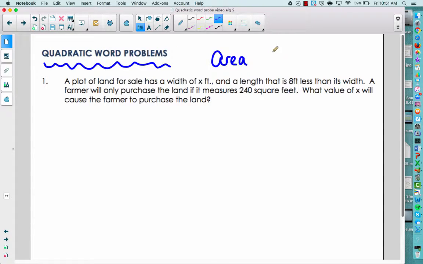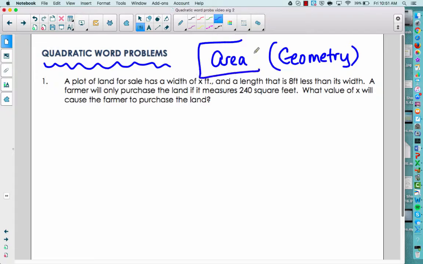So quadratic word problems a lot of times involve geometry and involve area problems. Okay, so area of rectangles, area of triangles. So let's look at this first example.